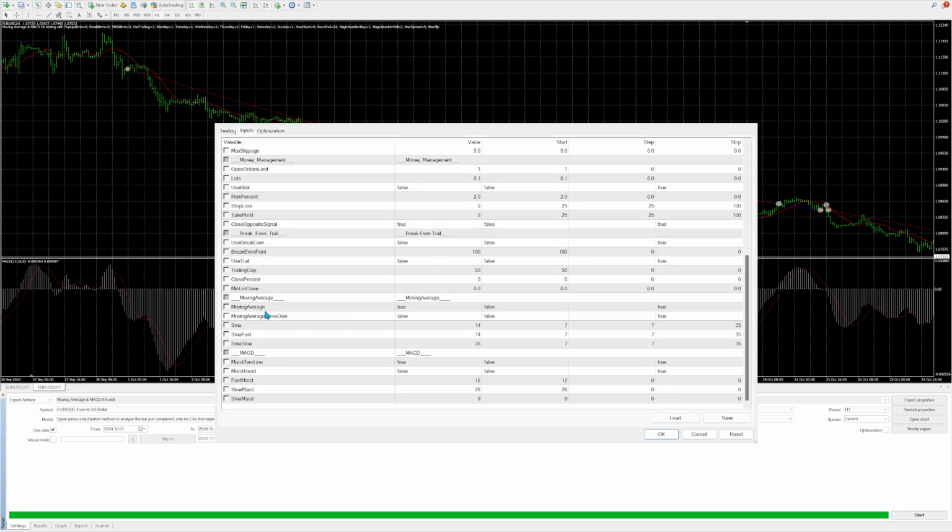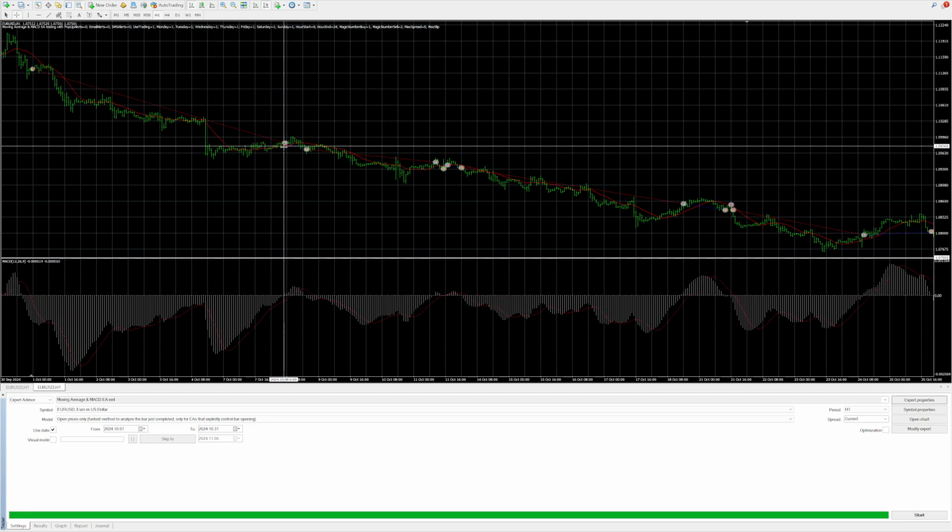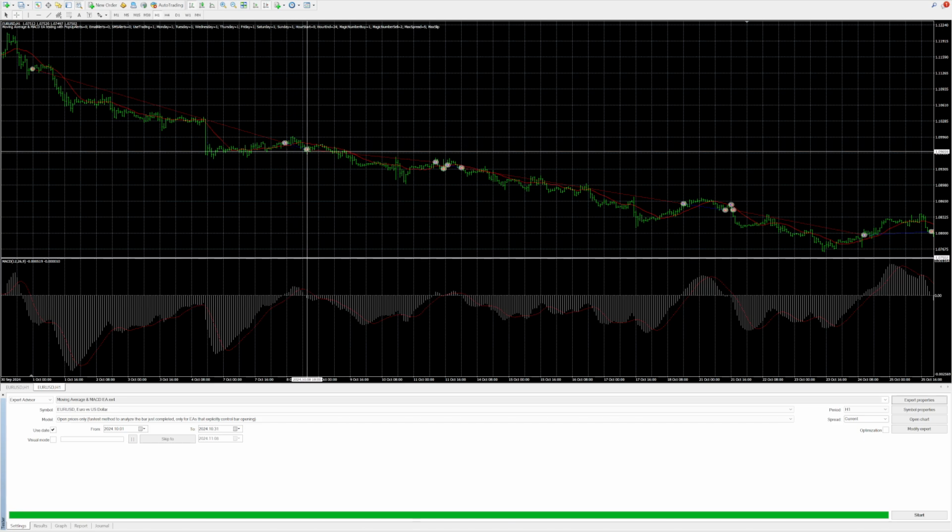Okay, so for that test, the moving average was set to true and the MACD zero line was set to true. So what that means is that when price is above the moving average and the MACD is above the zero line, place a buy trade, as you can see there. Okay, and on the contrary, when price is below the moving average and the MACD is below the zero line, place a sell trade, as you can see there.